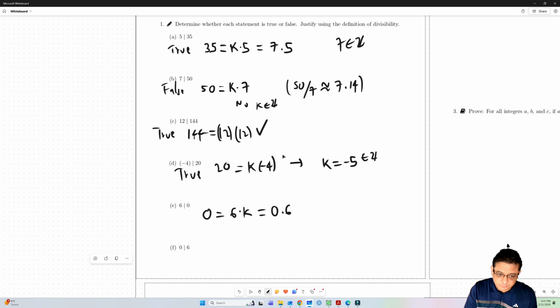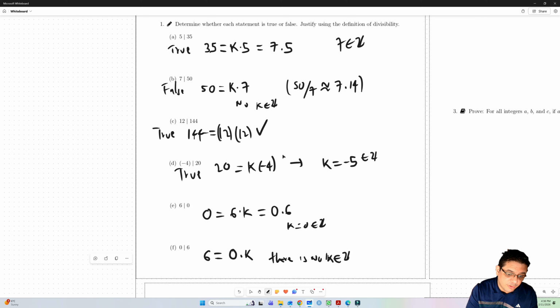Now the opposite will be false. This will be like 6 is divisible by 0. For the one before, we have k equals 0 belongs to the integers, but in this case there is no k that makes this true. There is no k in the integers so that 6 is equal to 0 times k. All right. So that pretty much covers this example of divisibility.